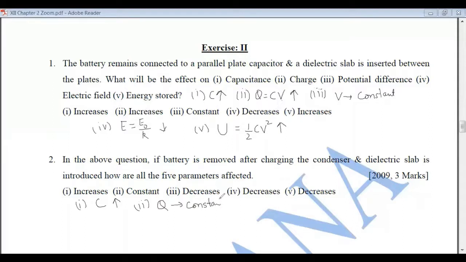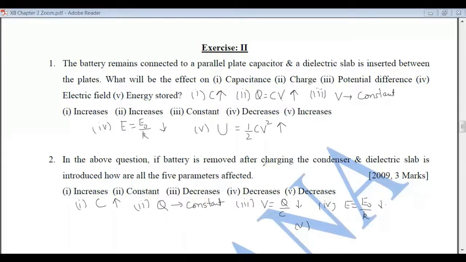So you have to keep it in mind that whenever the battery remains connected, V is constant. When the battery is removed after charging, whatever the charge is, Q remains constant. Now the third point is potential difference. V is equal to Q upon C. As C increases, the potential difference decreases. Then the fourth parameter is electric field. Inside a dielectric slab, it decreases, becoming E naught upon K. K is the dielectric constant.